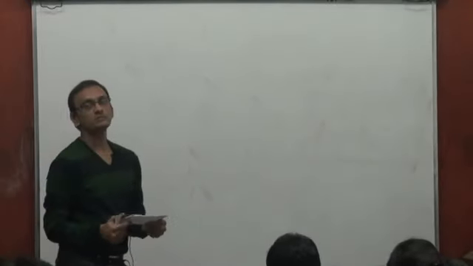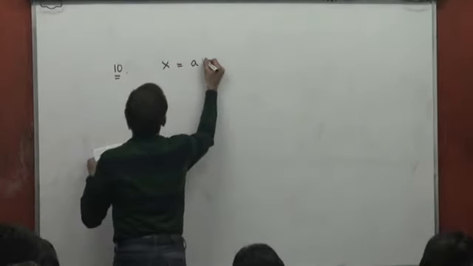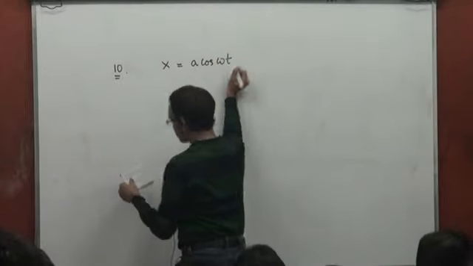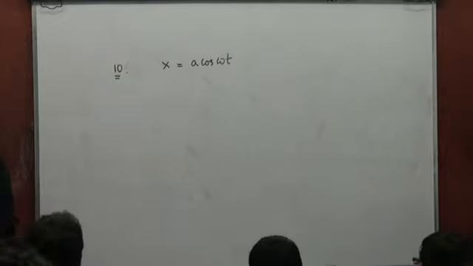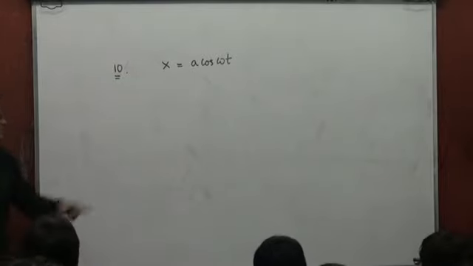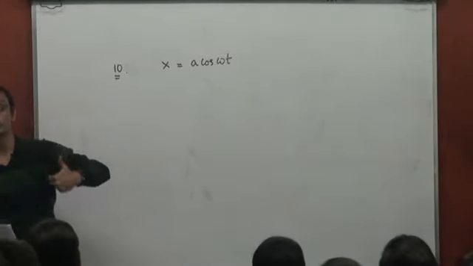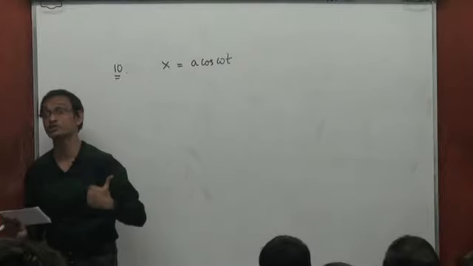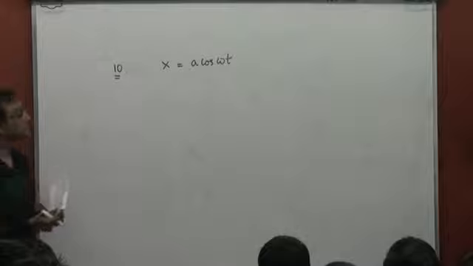A particle performs SHM as given by x equals a cos omega t. Determine the distance travelled by the particle in t seconds, not the displacement, because the displacement is given by this in t seconds. Find the generalized expression for the distance covered by the particle in t seconds. Clear?